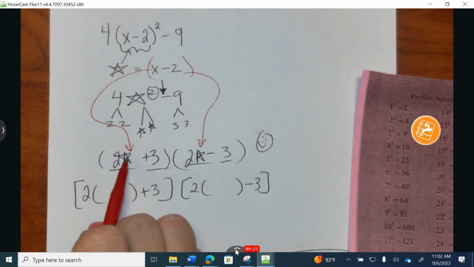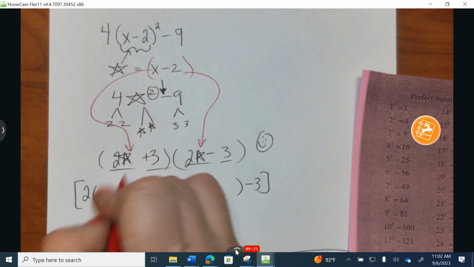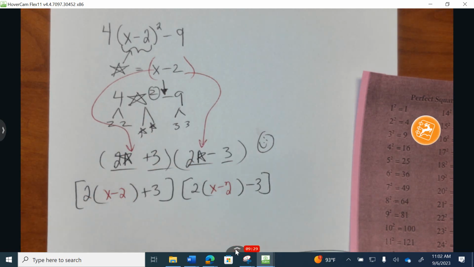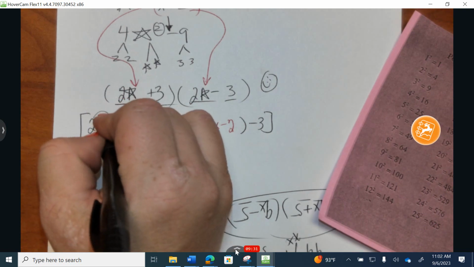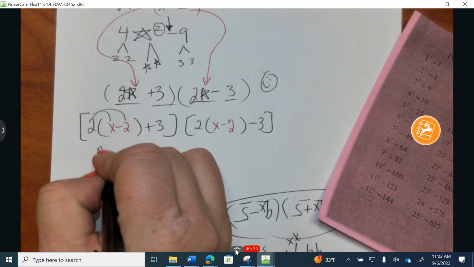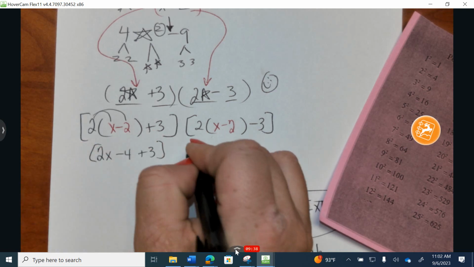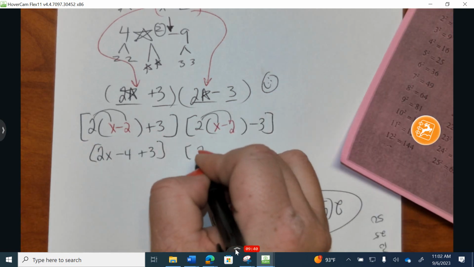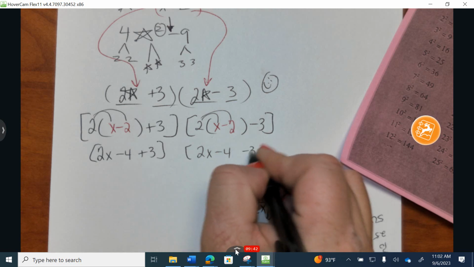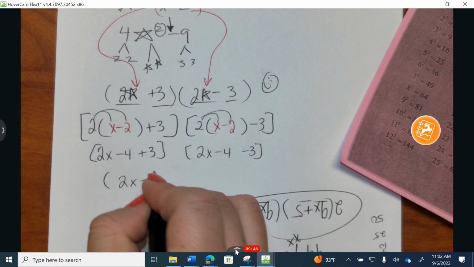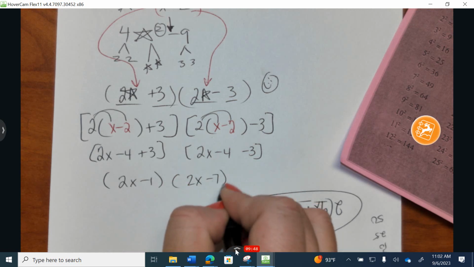Now, I'm going to take out the star, and what does star equal? It equals x minus 2. And now I can distribute to get 2x minus 4 plus 3, and 2x minus 4 minus 3. And my final answer is 2x minus 1 and 2x minus 7.